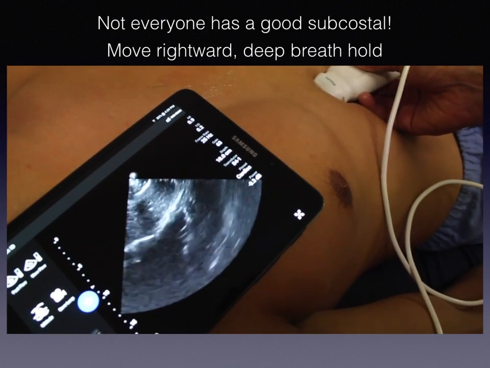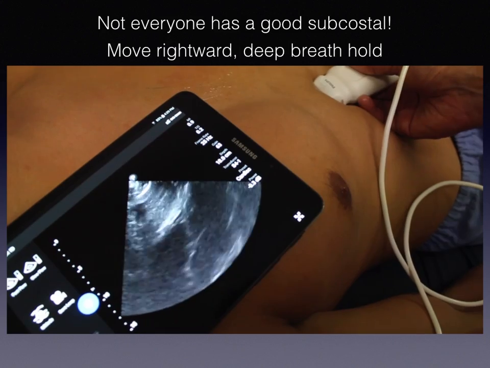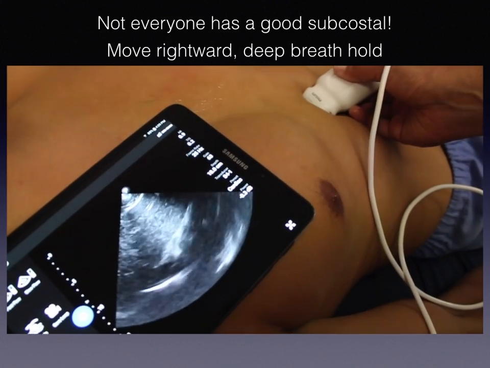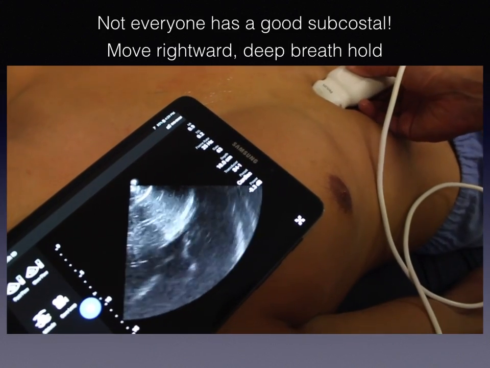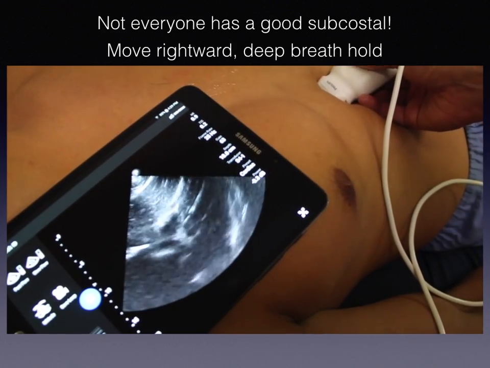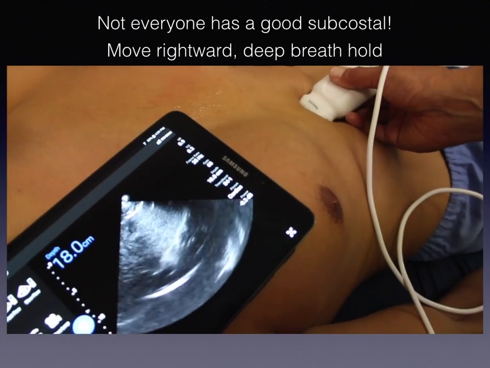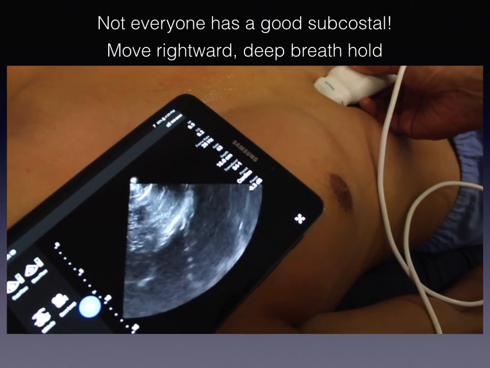So one pearl is that not everyone has a good subcostal view. If you don't get a good subcostal view, just move along. You already have a peristernal long axis view. But some of the tricks to get a better subcostal view would be to move towards the patient's right slightly and aim back at that heart.